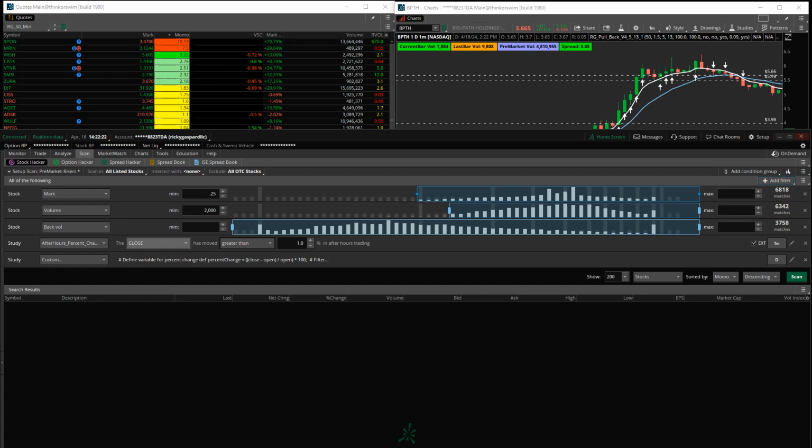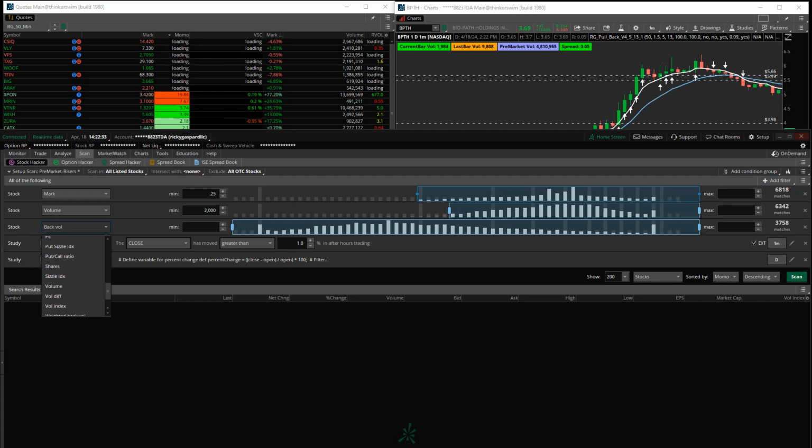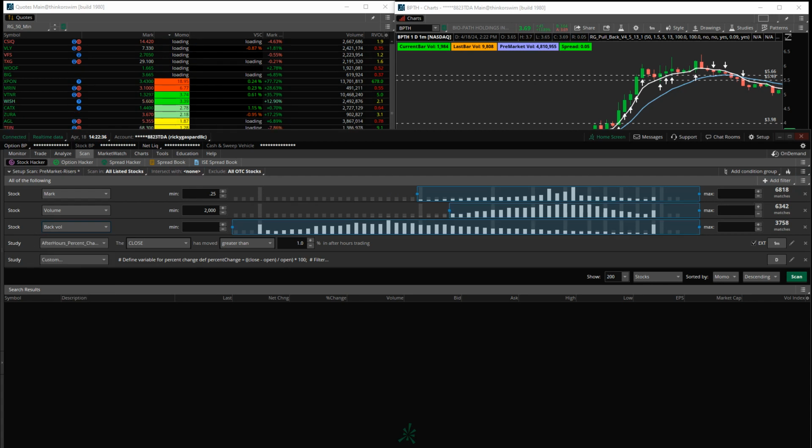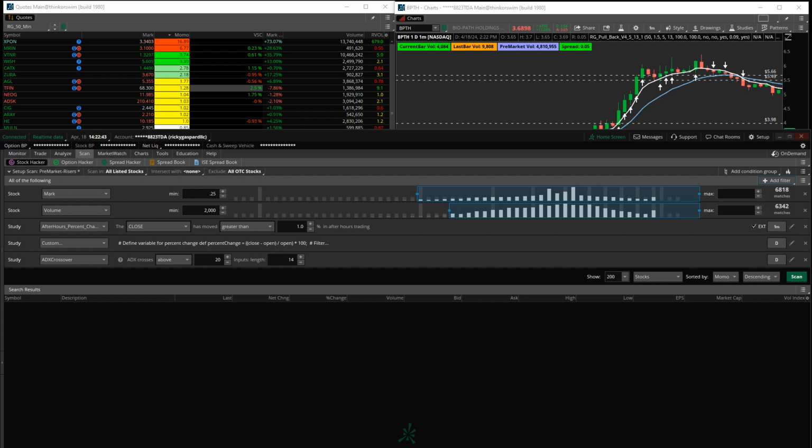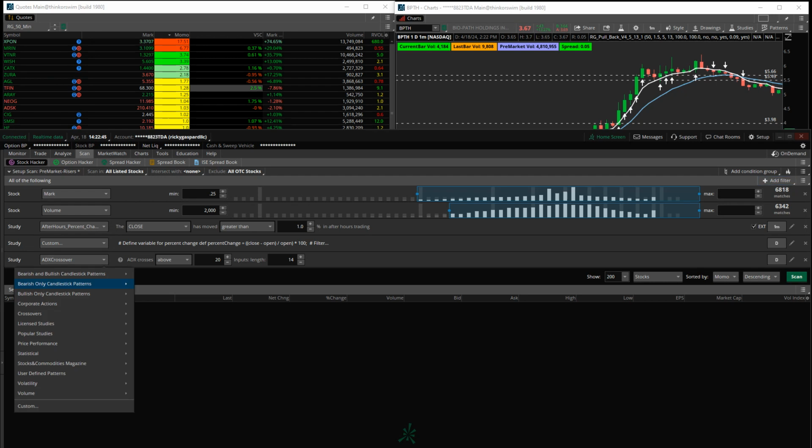And I believe it's under stock. Let me see. That must be under study. Let me get on the other one and get to the study. So add filter and study. And then you go down here to the price performance, and there's the after hours percent change, and that will allow your scan to work in pre-market.